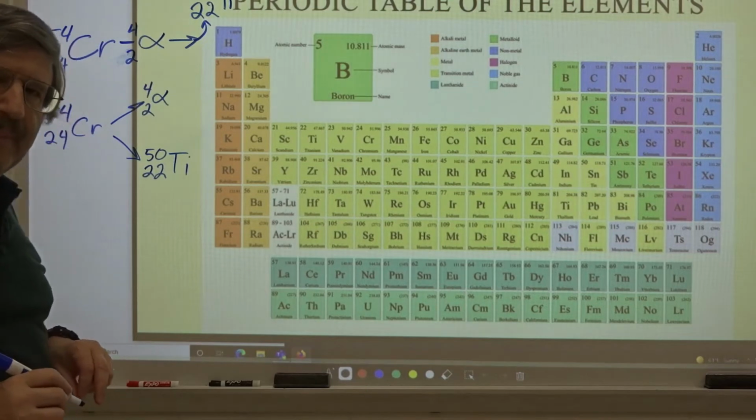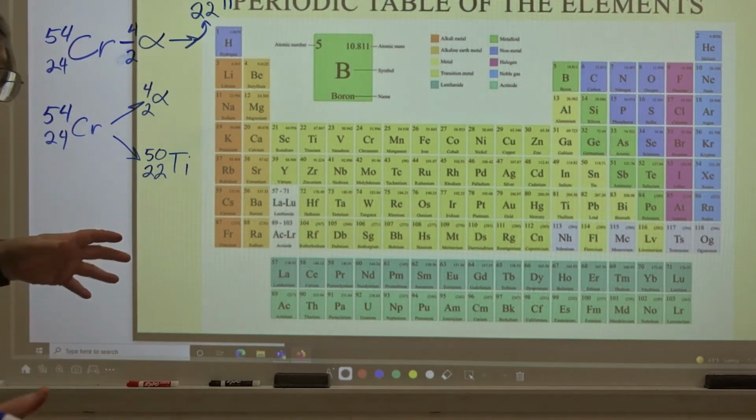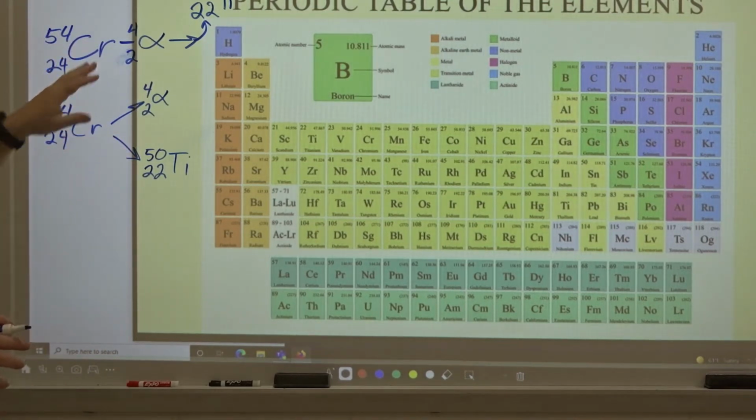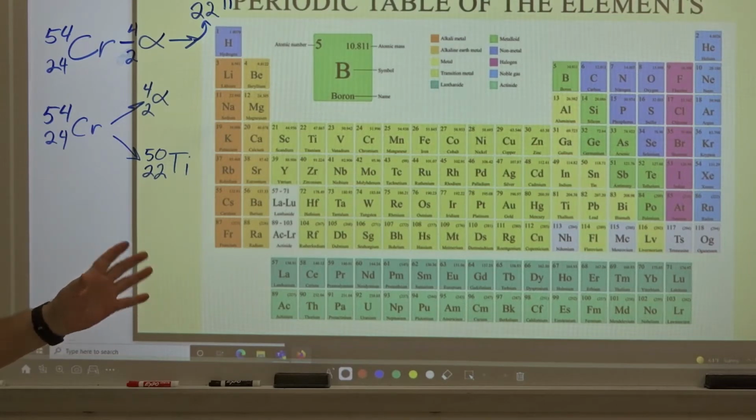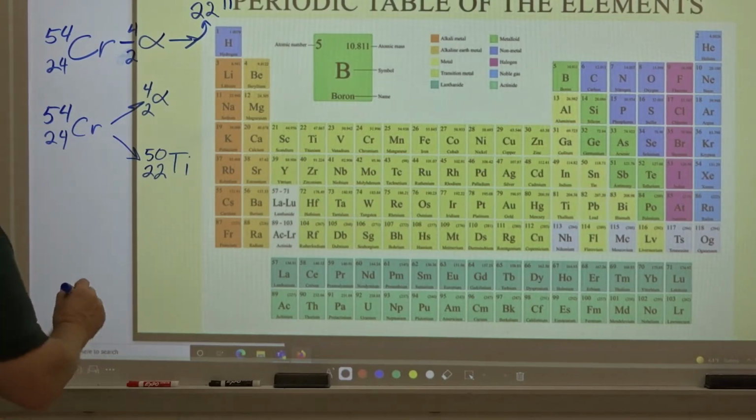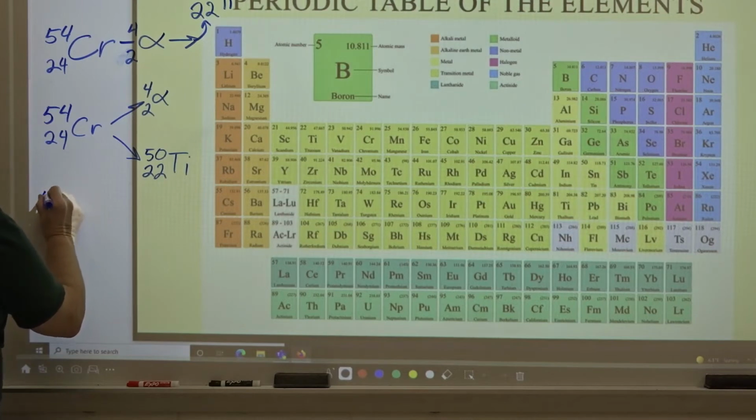Okay. The other way you can do it, you can do it this way, you can do it that way, whichever way works best for your brain, do it that way. The other way you can look at it is like this.